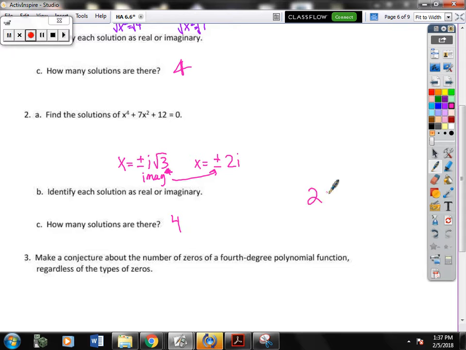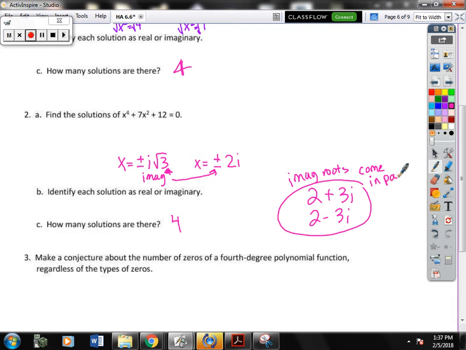Imaginary solutions like 2 plus 3i, we know its conjugate 2 minus 3i would also be a root. So if you have one imaginary root, you have 2. So the imaginary roots come in pairs. So you're either going to have 0 of them, 2 of them, 4 of them, 6 of them, 8 of them, 10 of them, when you're looking at how many roots you're having.